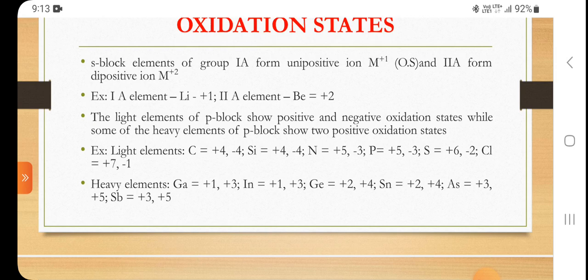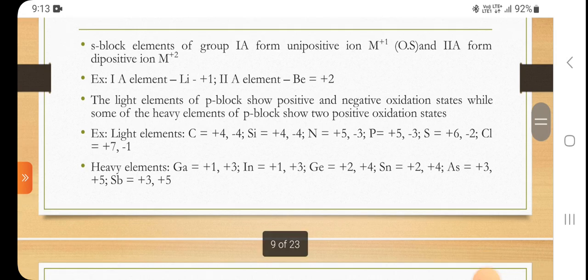For example, carbon forms plus 4 and minus 4, and silicon also forms plus 4 and minus 4 oxidation state. Nitrogen, phosphorus, sulfur, chlorine form positive oxidation states and also negative oxidation states. Heavy element gallium forms plus 1 and plus 3 oxidation state. Indium, germanium, tin and lead also form plus 4 oxidation state.